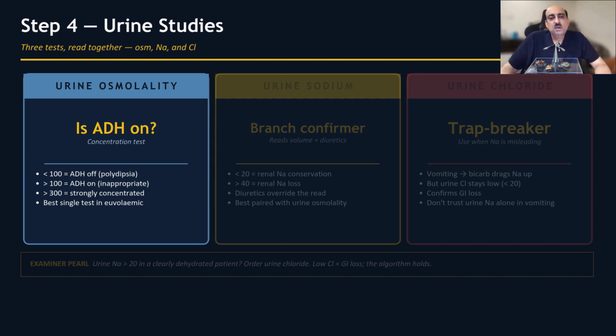Now, urine osmolality of above 100 means the urine is concentrated, but often it's above 300, as we discussed in our first video, which means that ADH is active. The question is, is it appropriately active or inappropriately active? We will come to that. This is the single most useful test in a euvolemic patient.